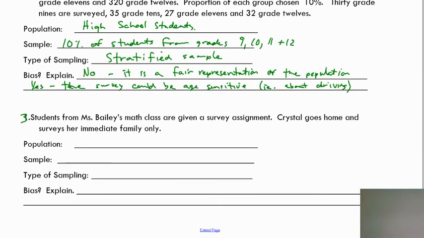Okay, let's go through another scenario here. Students from Miss Bailey's math class are given a survey assignment. Crystal goes home and surveys her immediate family only. Does that sound like a good idea? Okay, so just a little note here.